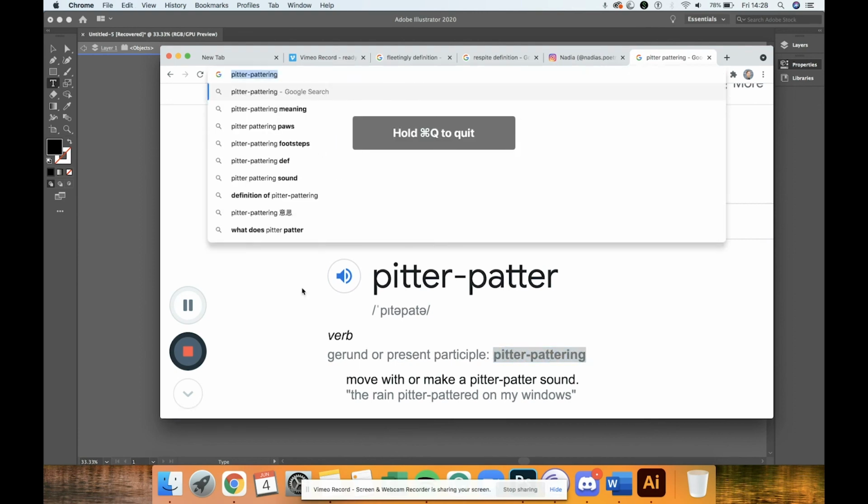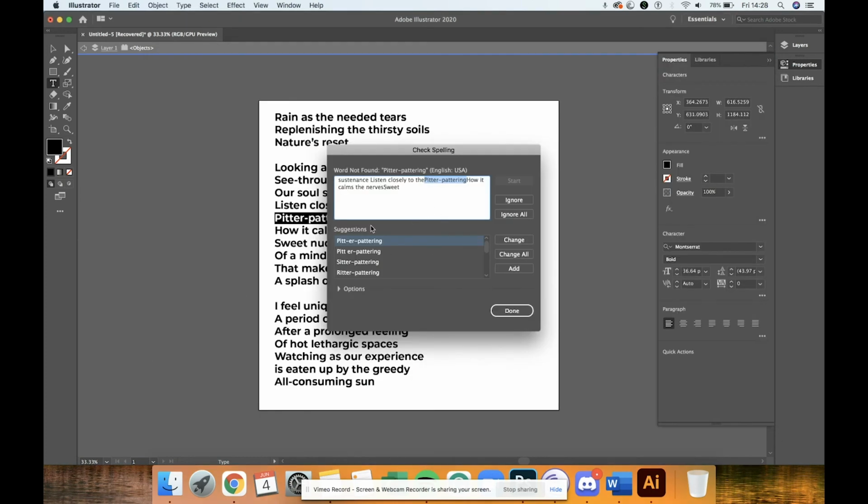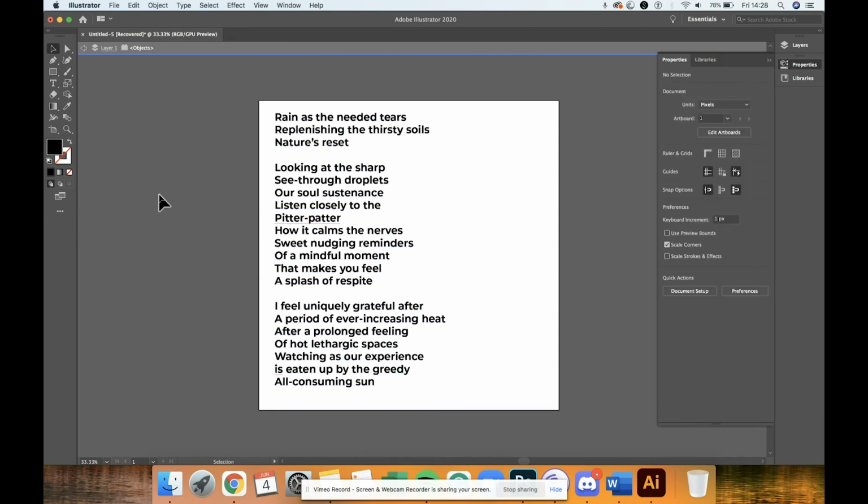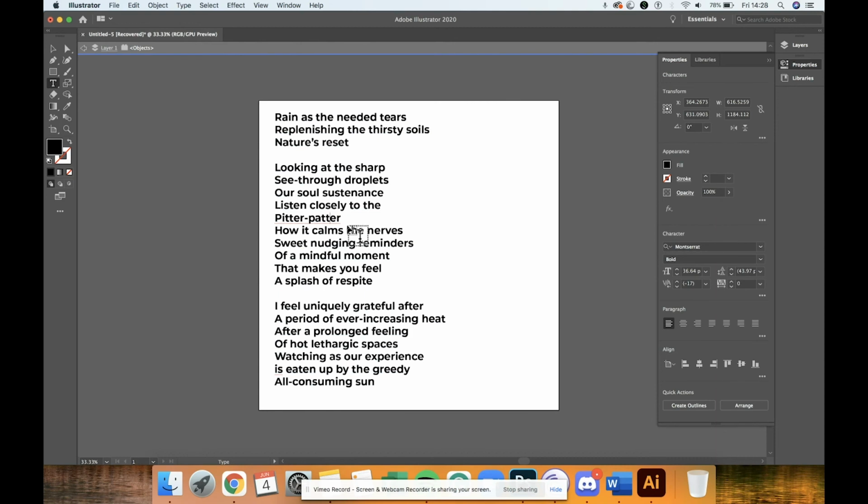Although maybe we do want it in the present tense. Alright. Let's make it. Okay. Happy days. Pitter patter. Listen closely to the pitter patter. I actually quite like the pitter pattering.